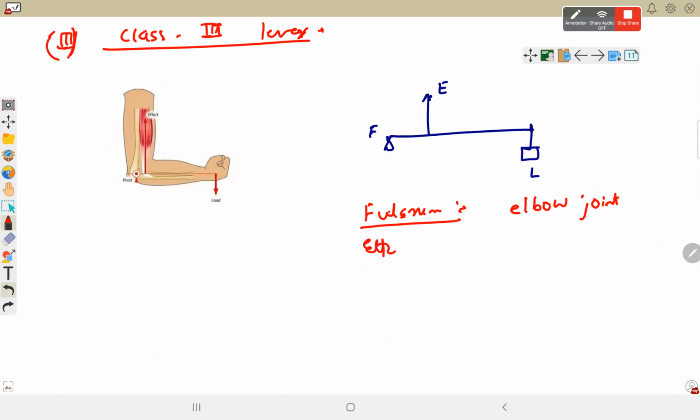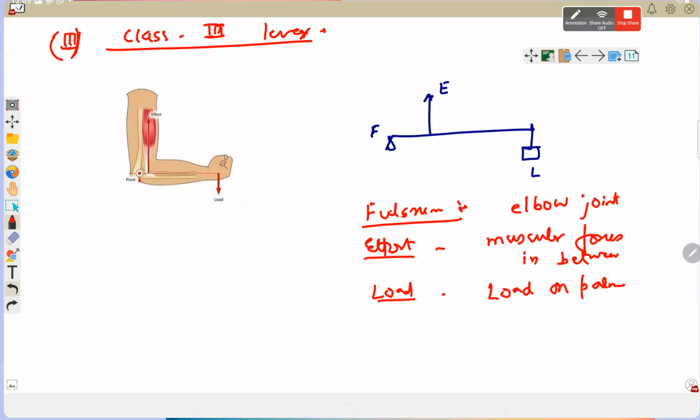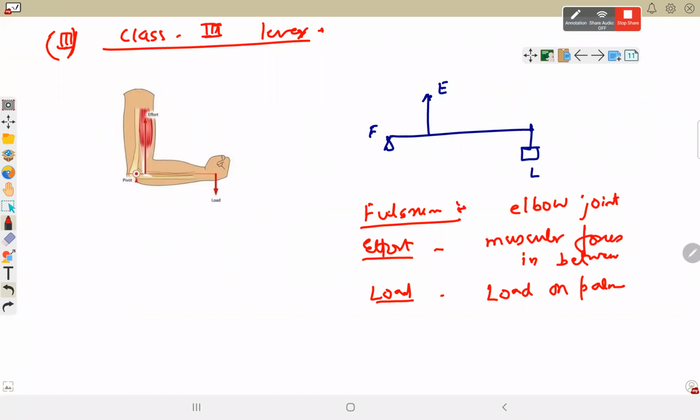Effort is obviously applied by the muscular forces. There is no other option. And the load is whatever we are lifting: the weight on the palm, the load on the palm. This is how all 3 types of levers are present in the human body. So this was a very simple thing, but yes, we tried to cover it.